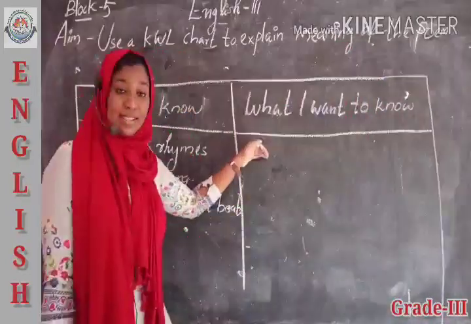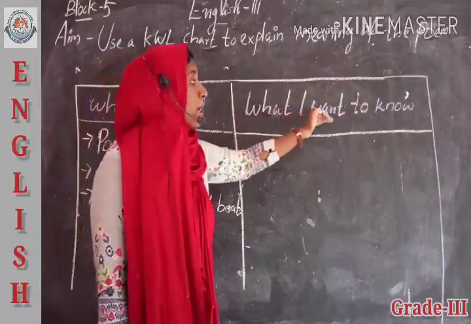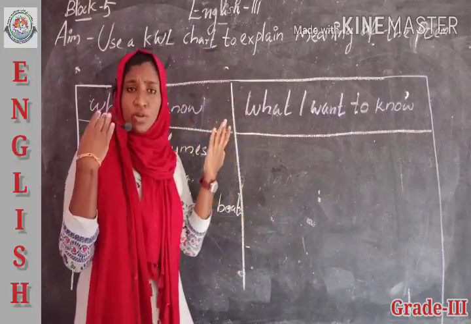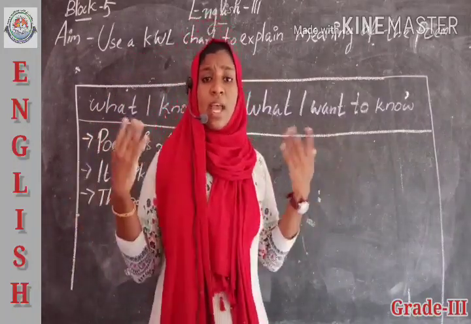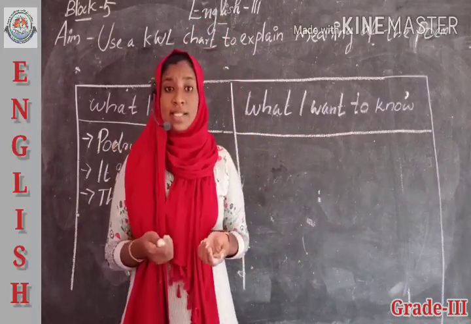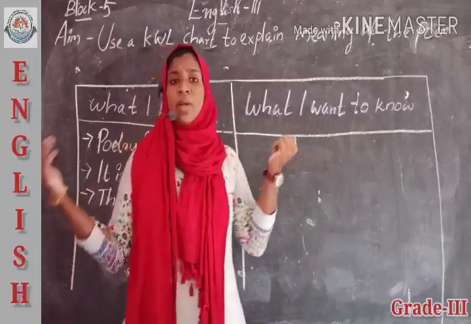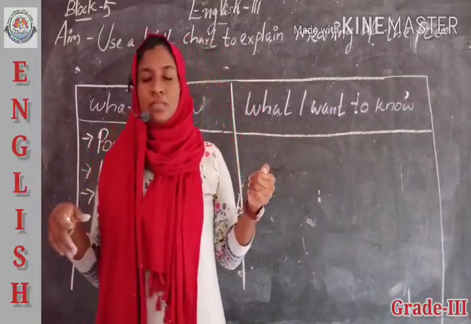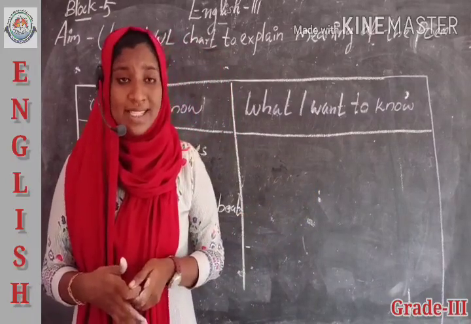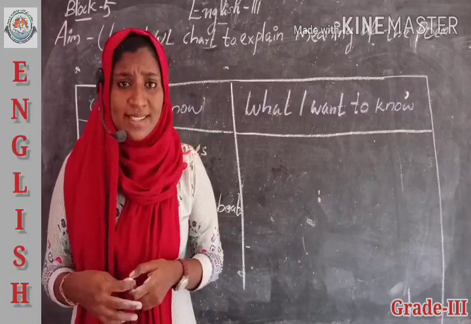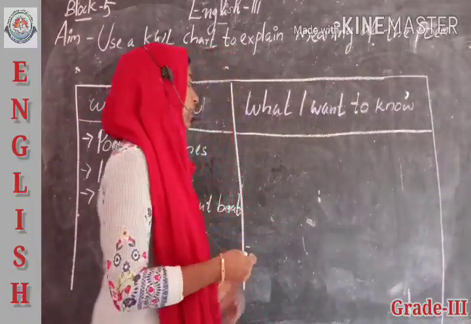Okay. So look at this column. Here we can see our second column, what I want to know. That means before going to that poem, we have many doubts and many questions, isn't it? So you can write your questions in this column, and we get the answers from the poem. Is it clear? So what are your questions? Tell me your questions. Yes, here we can write.